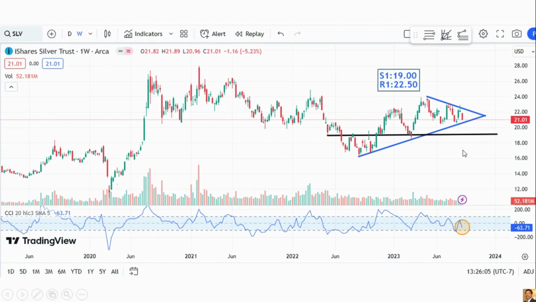And as I already mentioned, the dollar can still go up. So I'm expecting silver can go down to 19. If it goes to 19, that's a very good buy opportunity in silver.